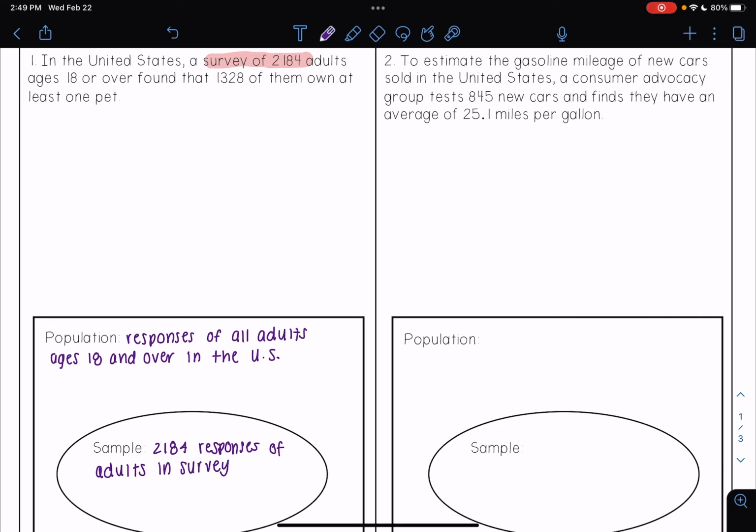And then it wants us to actually describe the sample. And so we notice in the diagram that the sample is a subset of the responses of all adults in the United States. And we see that this sample consists of 1,328 adults who said they own at least one pet. So I can say the sample has 1,328 adults who have at least one pet. We know we surveyed 2,184 in total, and so that means that 856 adults, if I subtract those, do not own any pets.